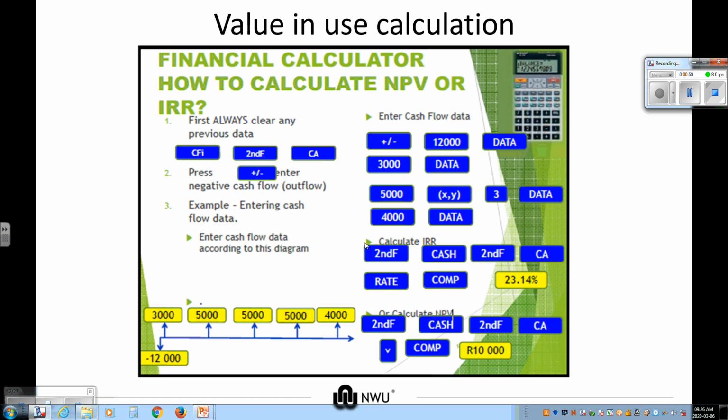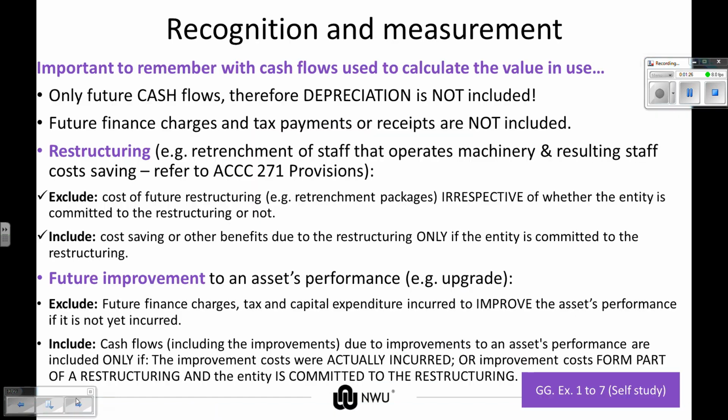And then if you want to calculate your IRR, your interest rate, you will press second function rate comp. Or if you want to calculate your net present value, you'll press second function down arrow comp, and you will get your answer of 10,000. So please make sure you understand your financial calculator and you're able to calculate the value in use.